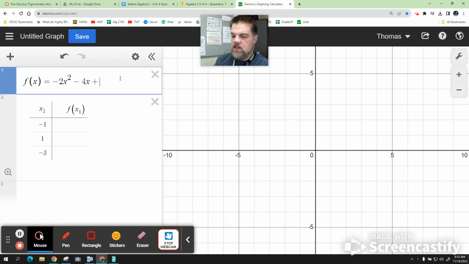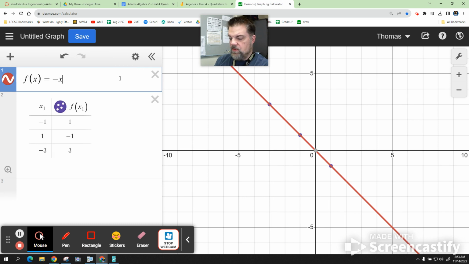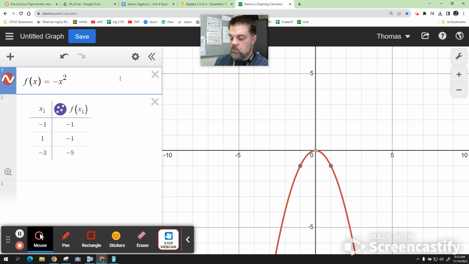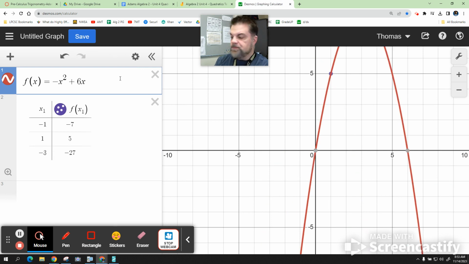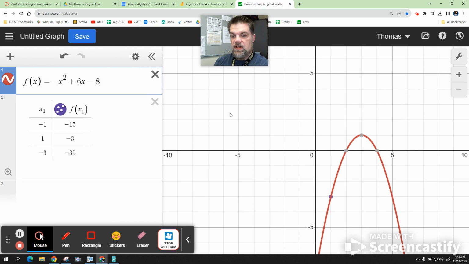We're just going to change our f of x to this current equation, which is negative x squared plus 6x minus 8. And while I'm doing this, you guys could do it too. Get the practice on Desmos. Now I've got some numbers in here, but I'm going to change the numbers.